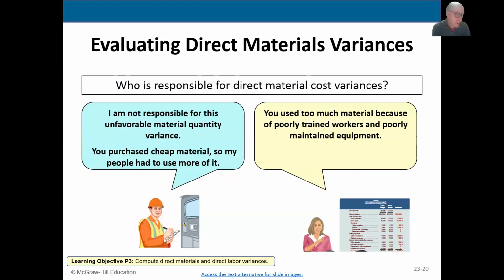After we figure out our variances, then we go through the analysis. Management asks, why did this happen? What caused these variances? Who is responsible for these variances? Is it the people working on the line? Maybe not, because they didn't do the purchasing. Management has to figure out what happened. That's what this slide is telling us, and then they make adjustments accordingly. So that's direct materials. What about direct labor?